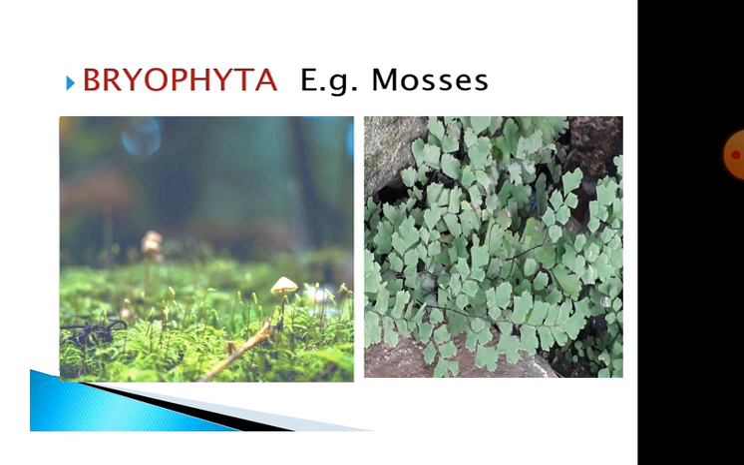Bryophyta. Example, mosses. Mosses have stems and leaves, but they do not have any roots. They have a thread-like structure, called rhizoids. And the mode of reproduction is through their gemma cups. They are also found near marshy areas and near wells; these bryophytes are seen.